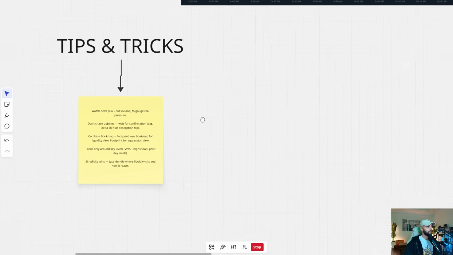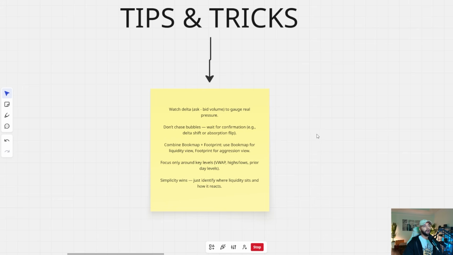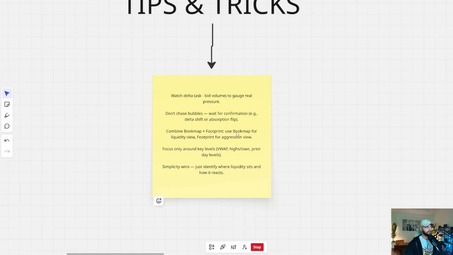Now, final thoughts here, right? How y'all should use these is watch the delta. Ask minus bid volume to gauge real pressure. So it shows you the difference between buyers and sellers. So you can kind of give a good example, especially on a longer time frame, of who's in control, who's getting absorbed, who's getting exhausted. Don't chase the bubbles.